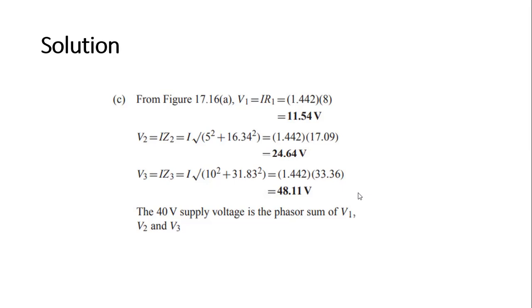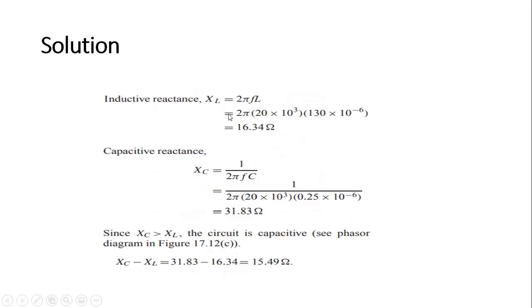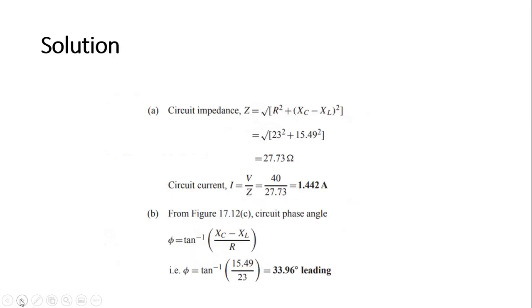The second impedance has a 5 ohm resistor and 130 microhenry. Then what did we get for the Z of that one? Let's go back. If you look at the Z of that one, what did we get? I think we got 16 point something. No, what did we get? No, not here. Let's see.